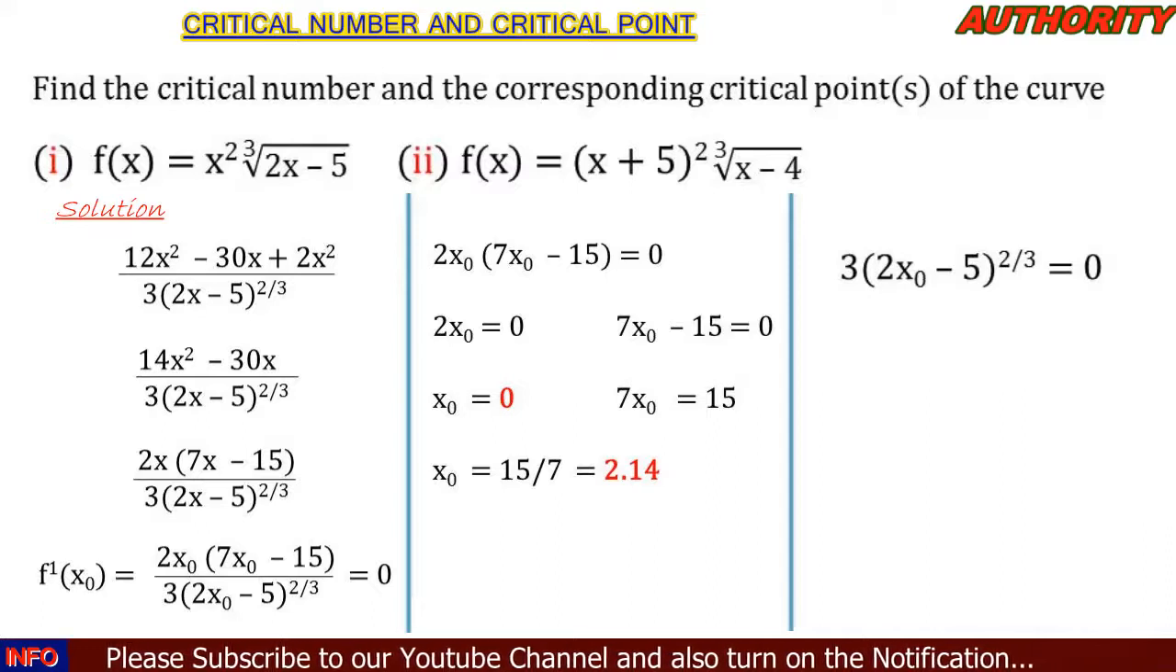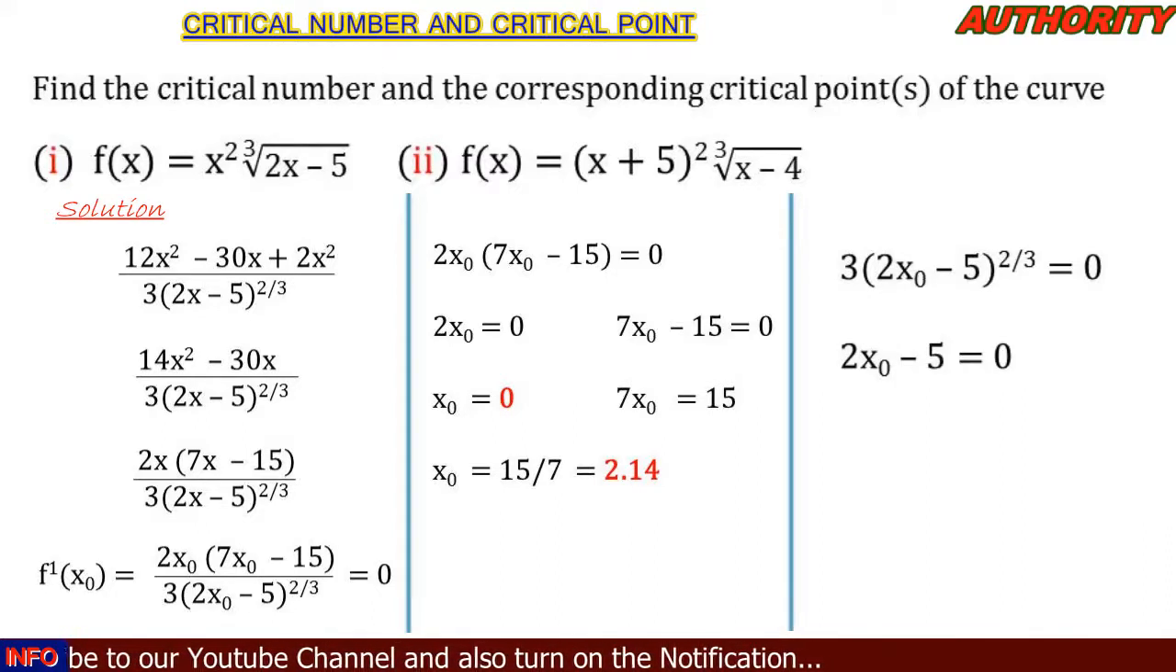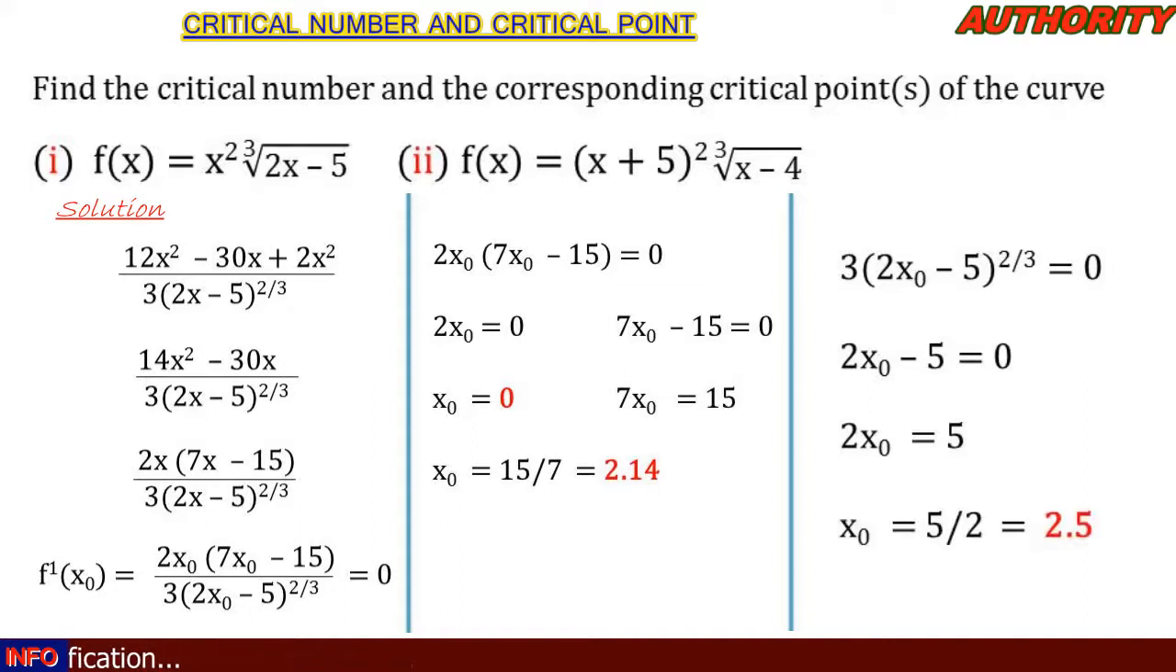Now let's look at the term in the bracket. So we have 2x naught minus 5 equal to 0. So 2x naught, we take 5 to the other side, it is equal to 5. Now we are solving for x naught, so divide both sides by 2. So x naught is equal to 5 over 2. In decimal form, x naught is equal to 2.5.